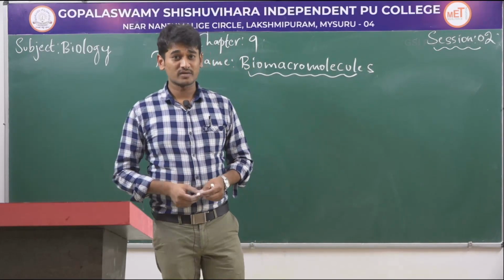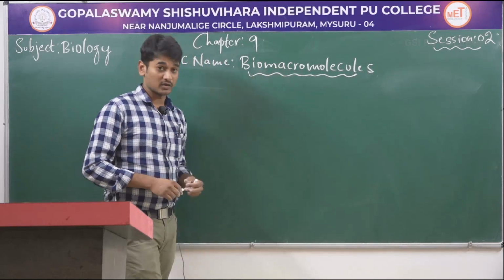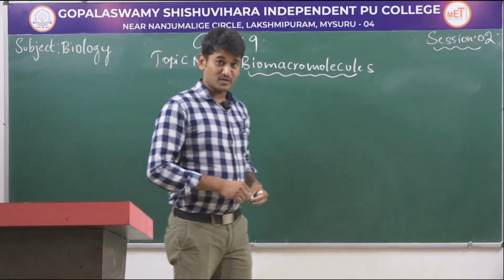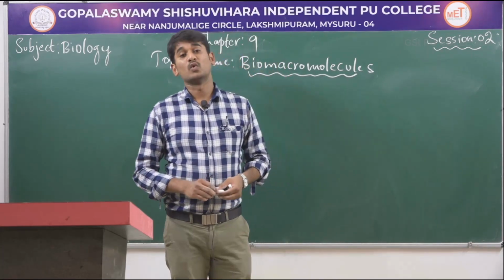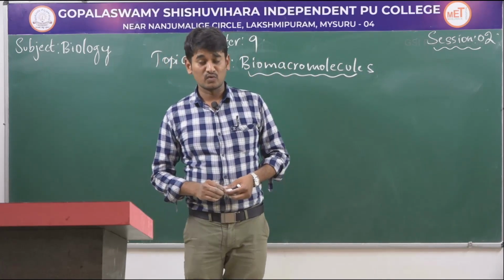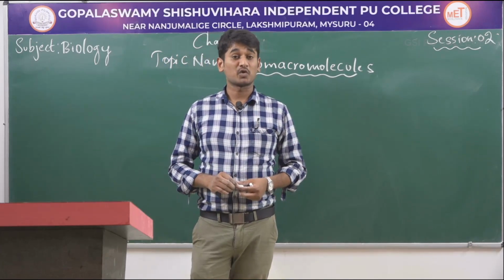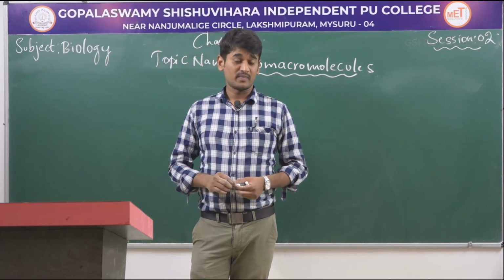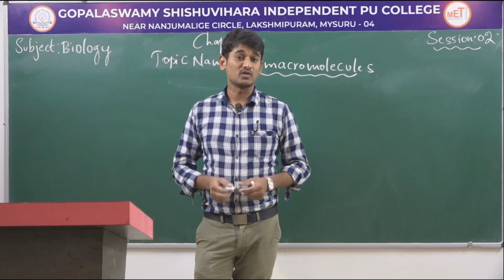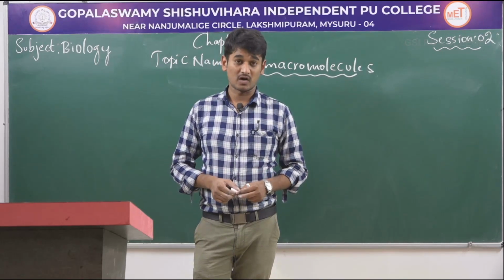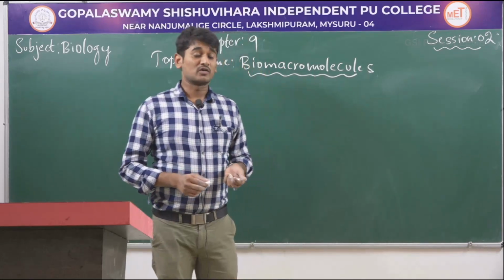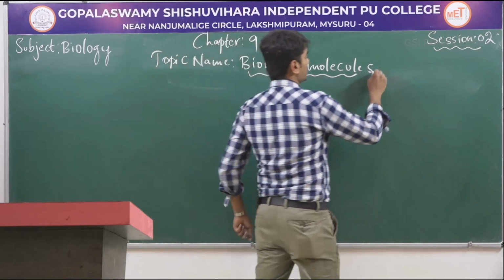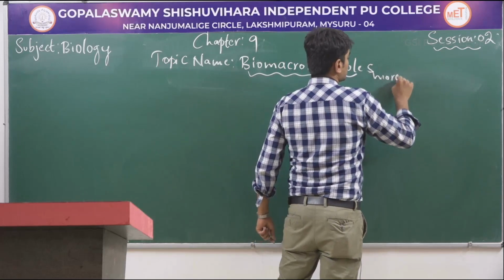In this session, we are going to discuss biomacromolecules. Students, we know about two fractions: one is the acid soluble pool and the other is the acid insoluble pool. This acid insoluble pool is also called the macromolecular fraction because it includes macromolecules from the cytoplasm and organelles. The molecular weight of macromolecules is more than 1000 daltons.